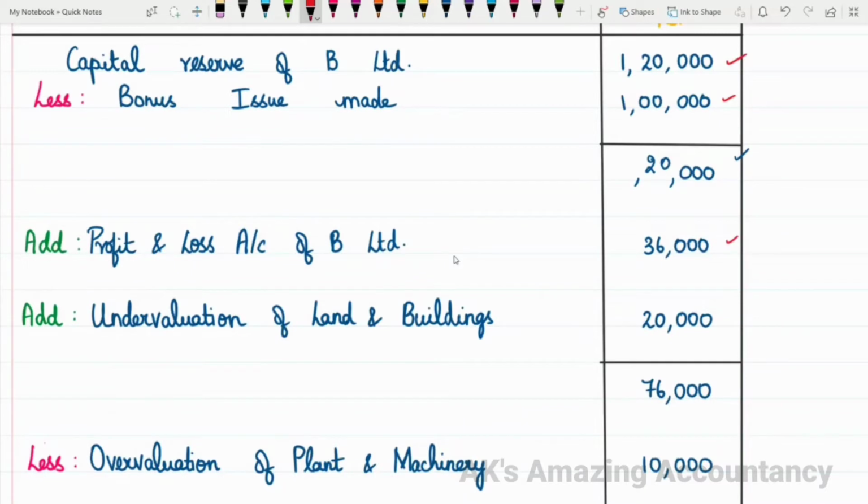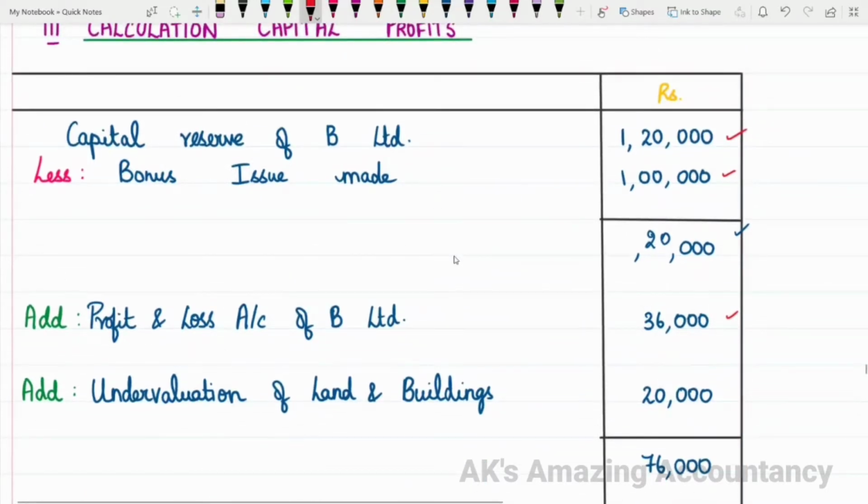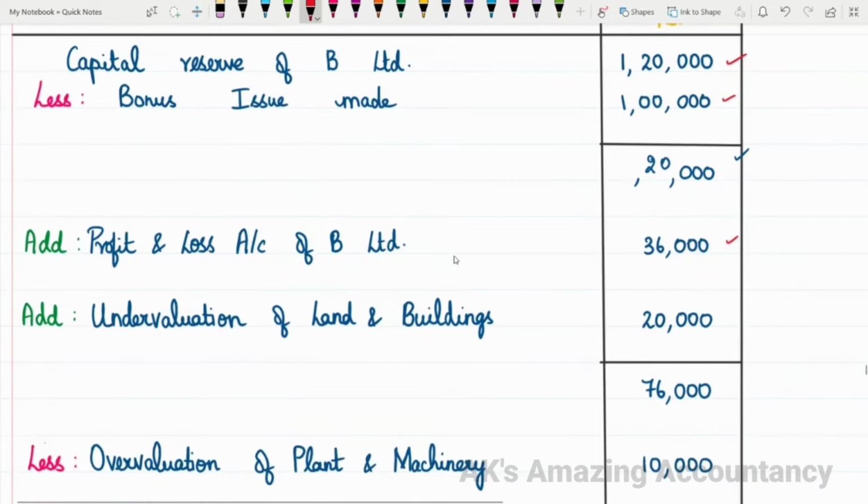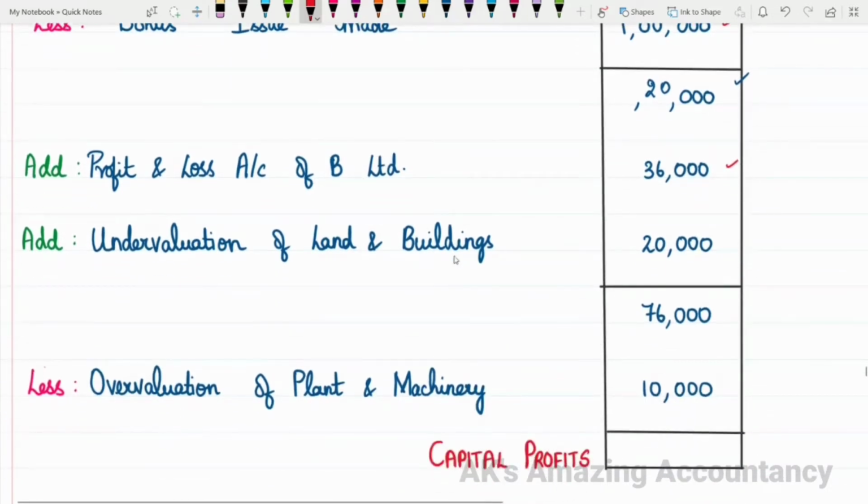In my previous video itself, I have told you how to treat undervaluation and overvaluation of assets. So you can refer to that video, for which I'll give you the link in the description. And now we can have a look at the problem and see what is the information available regarding overvaluation and undervaluation. Remember, whenever there is undervaluation, that amount has to be added to bring back the asset to its original amount. And whenever there is overvaluation, that amount has to be deducted from the asset concerned.